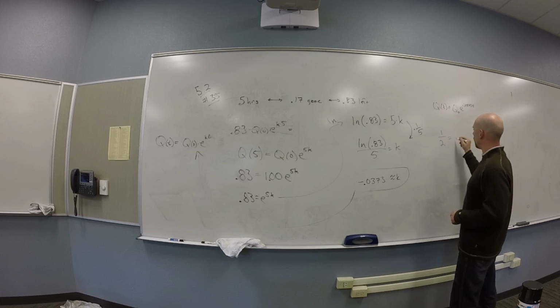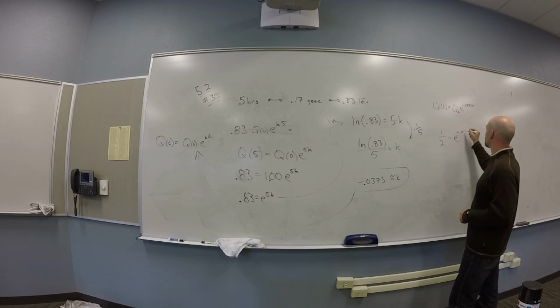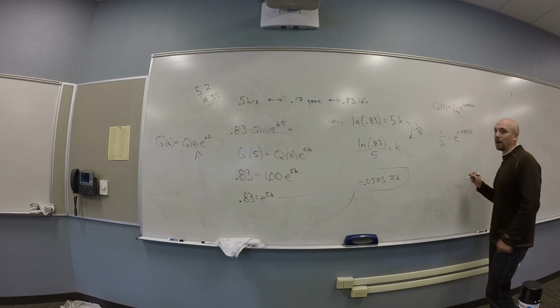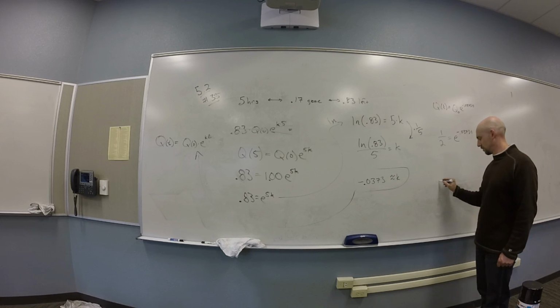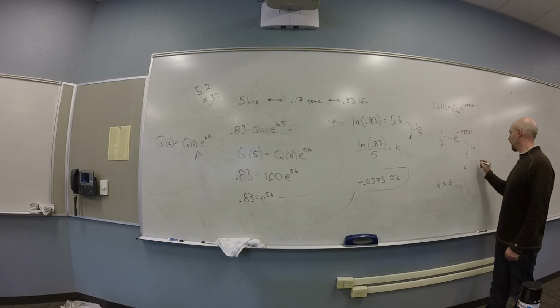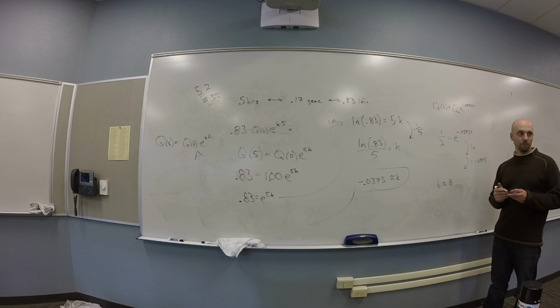So I do 1/2 is e to the minus 0.0373 t. And then I'll log and divide and get t is whatever it is. So those two steps should be log and then divide by negative 0.0373. And then just make sure you don't forget the parentheses in your calculator.